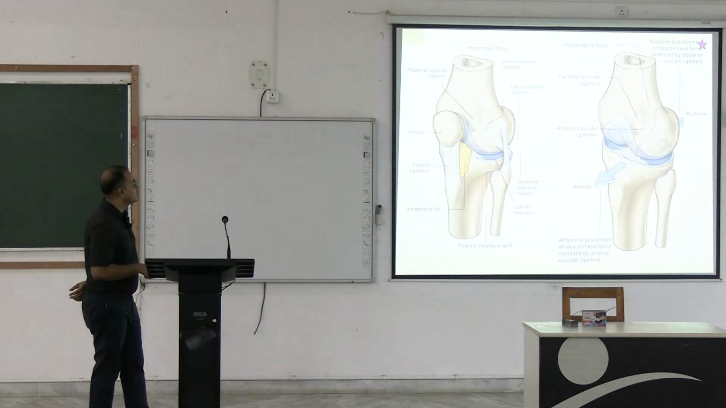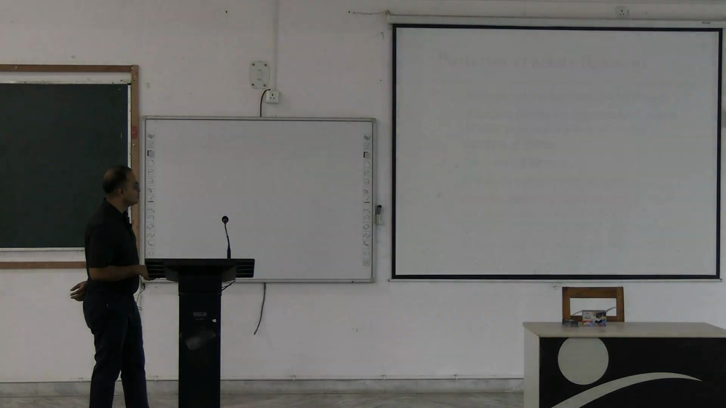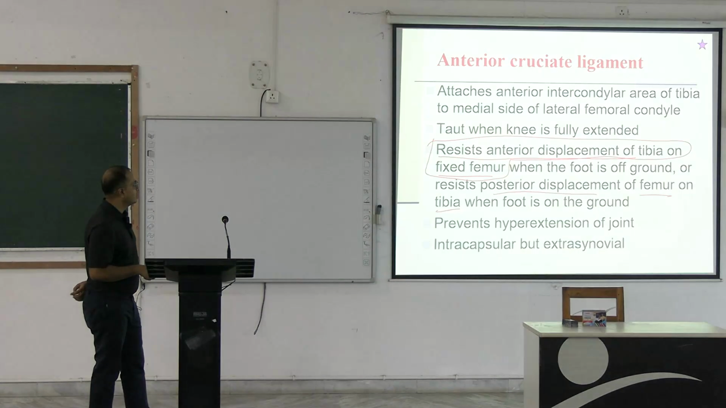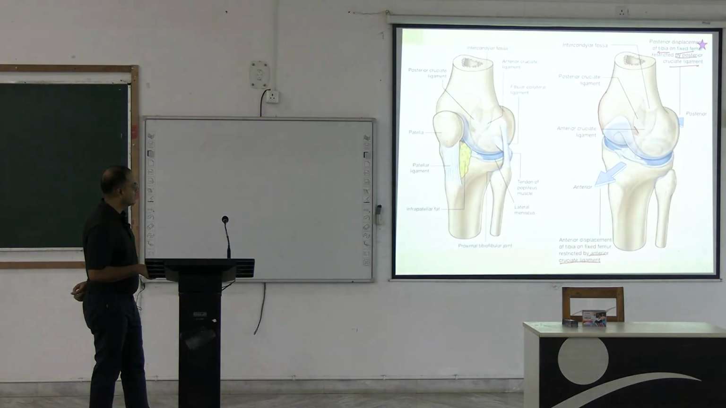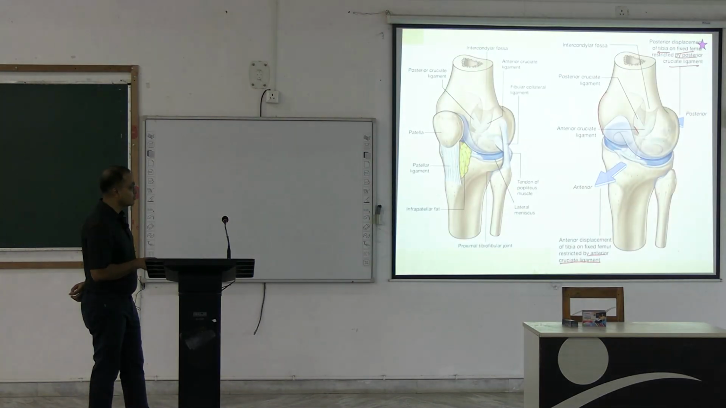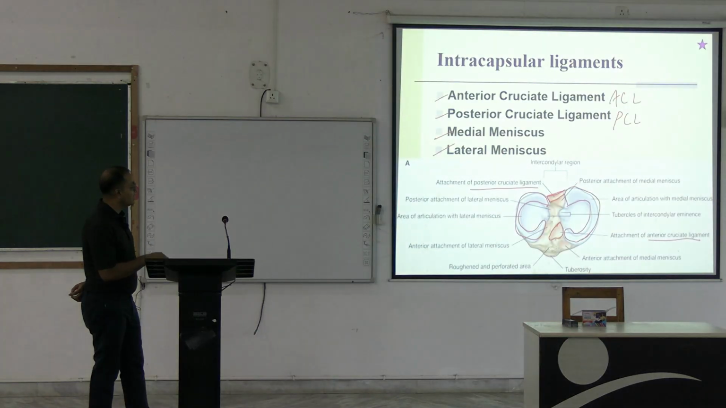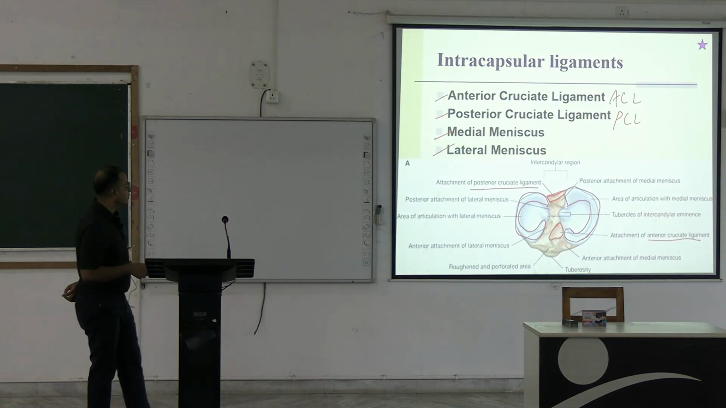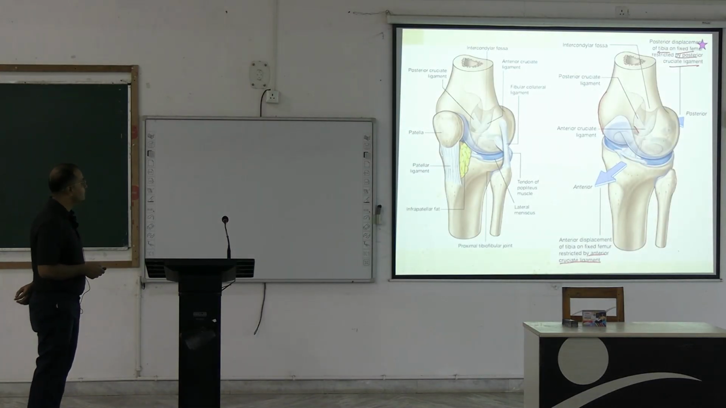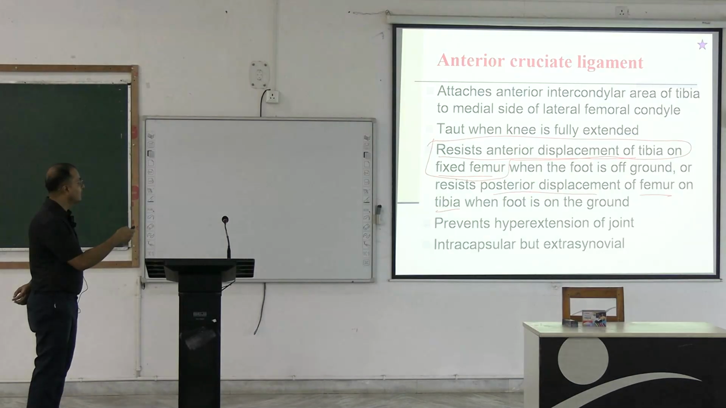Now, a little bit about the anterior and posterior cruciate ligaments. You should know their attachments. We call these ligaments intracapsular ligaments, that means they are present inside the capsule. The anterior cruciate ligament starts from the anterior side and moves posteriorly and to the lateral side. So the ACL and PCL need to be identified and addressed.